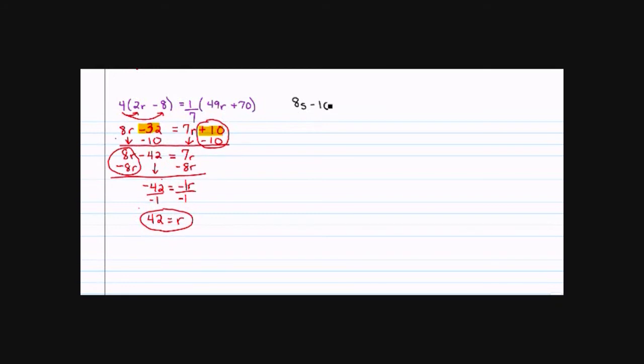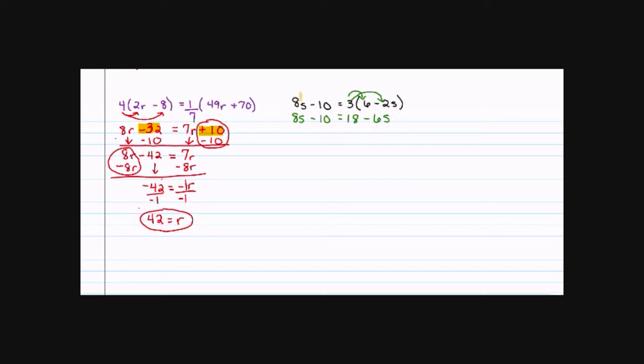8s minus 10 equals 3 times 6 minus 2s. Okay, I'm going to rewrite my problem distributing the 3 to whatever's inside the parentheses. 8s minus 10, I have not solved that yet. 3 times 6 is 18, and 3 times negative 2s is a negative 6s.